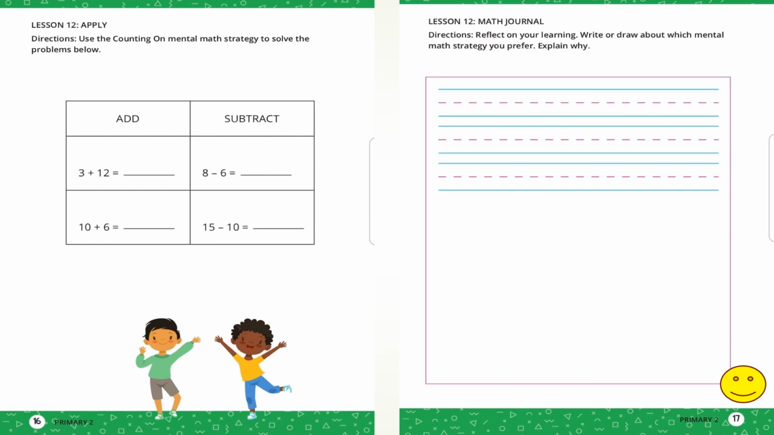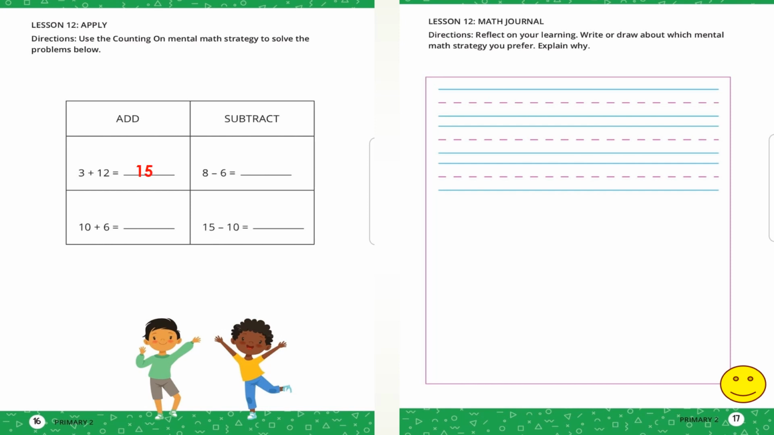Lesson 12, the apply part. Use the counting on mental math strategy to solve the problems below. Here we have addition and subtraction problems. We will solve them using the counting mental math strategy. 3 plus 12. We said before, if it's an addition problem, we have to start counting with the biggest number. So 12 in my mind and 3 on my fingers. After 12: 13, 14, 15. So the result is 15.